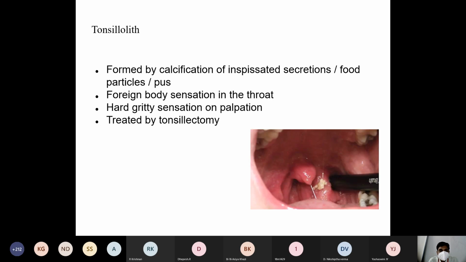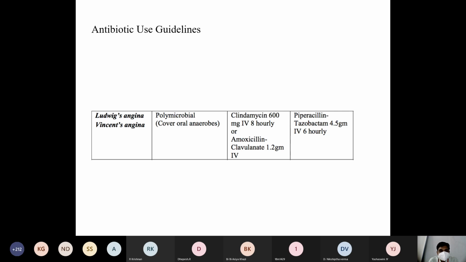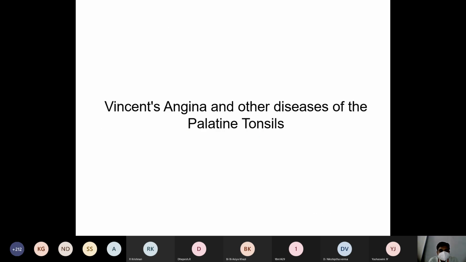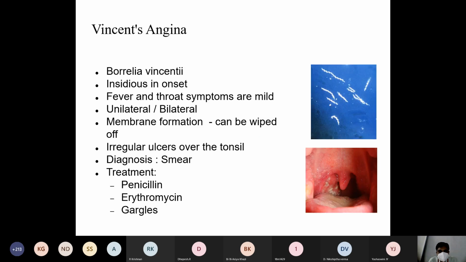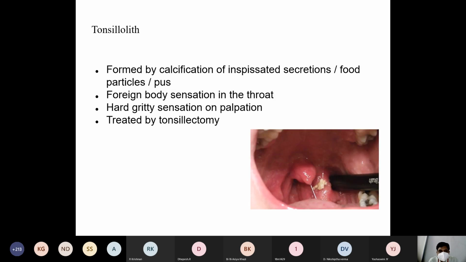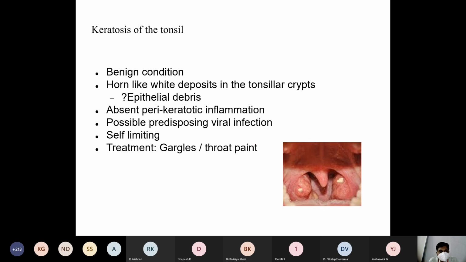I'll just show you the follicular tonsillitis picture again. This is chronic follicular tonsillitis. If you look closely at the picture, you can see that surrounding the white patches, there are regions of inflammation. There is a reddish ring around the white spots. That is the characteristic clinical differentiating feature between keratosis and chronic follicular tonsillitis.